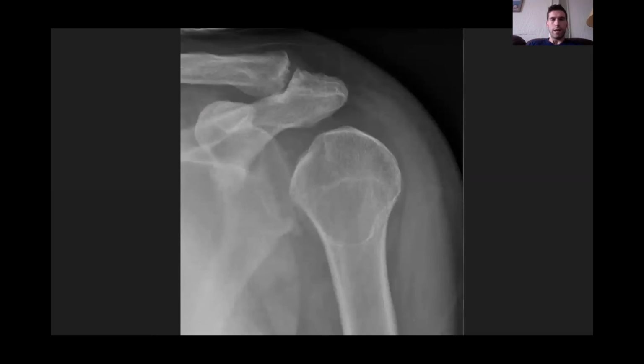What are we looking at here? This is a light bulb sign showing a posterior shoulder dislocation, which are sometimes tricky and subtle and hard to catch, especially on the AP view x-rays.